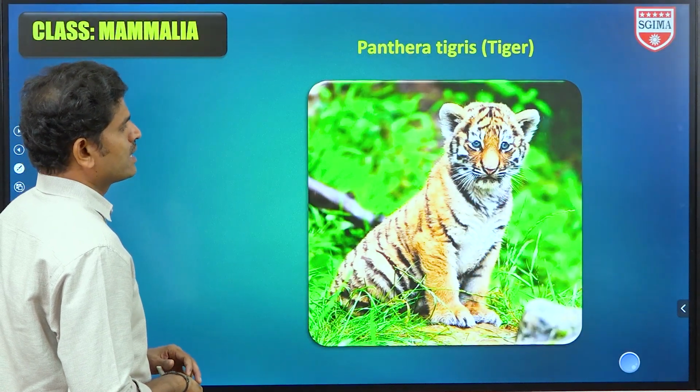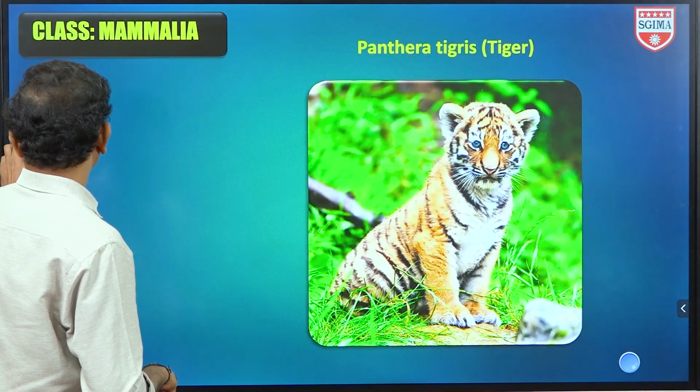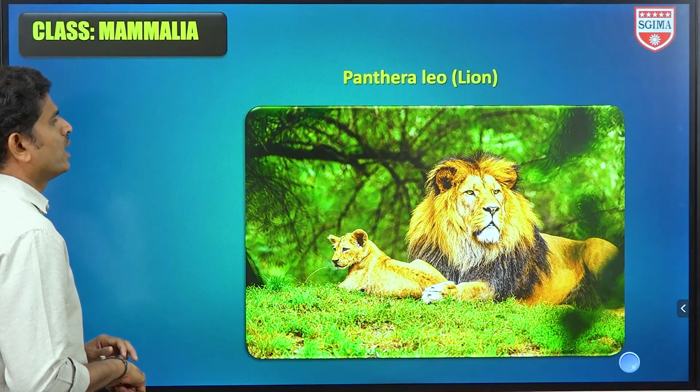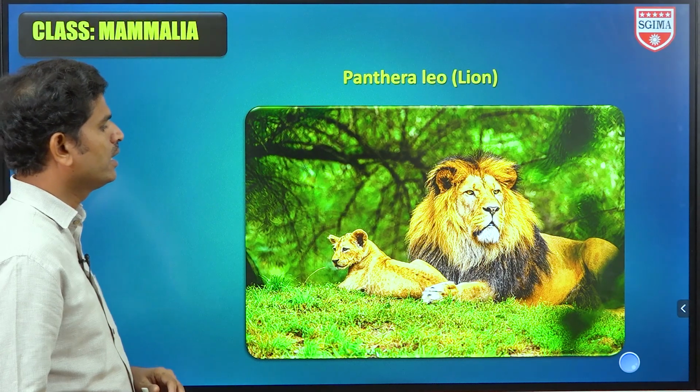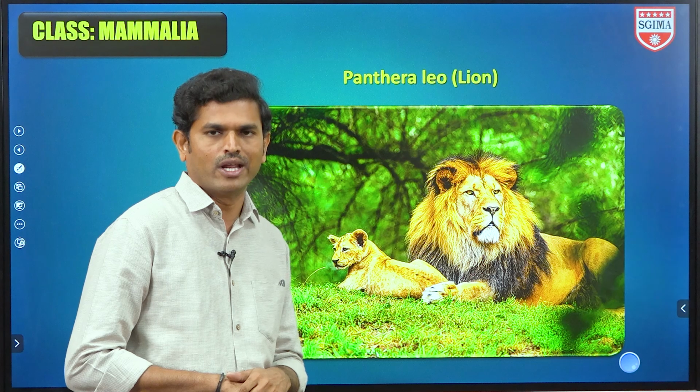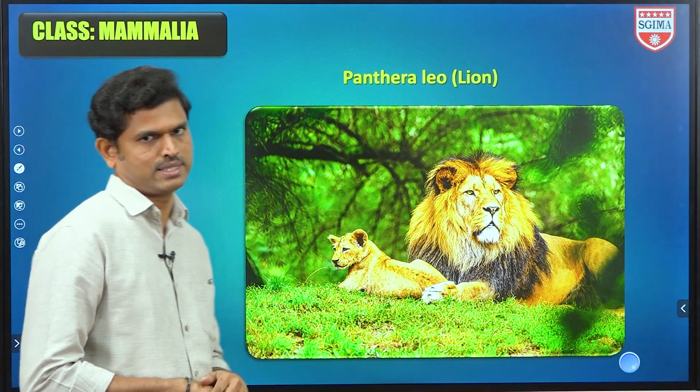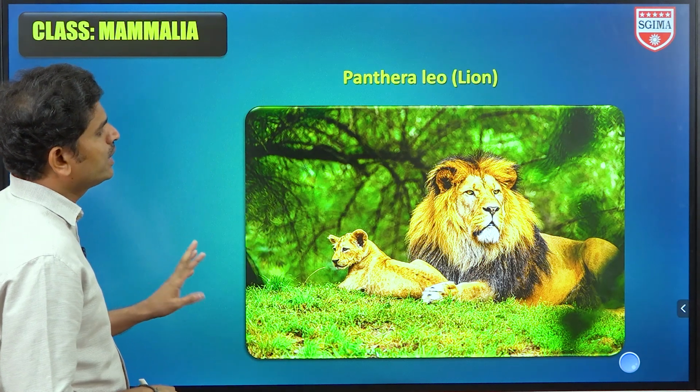Next one, Panthera tigris, tiger. Panthera leo, lion. Okay, Panthera tigris we can also consider as our national animal. Okay, so these are the examples.